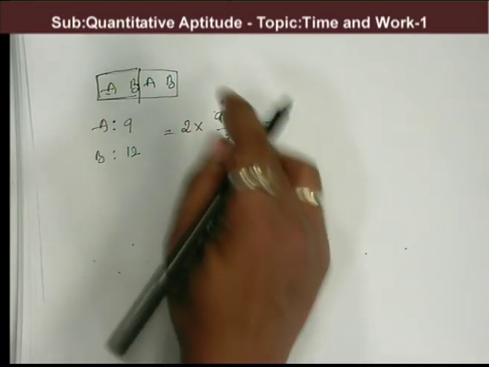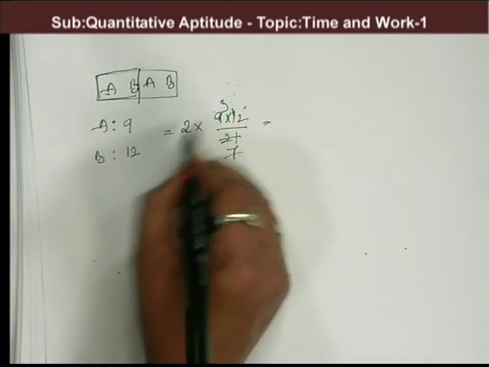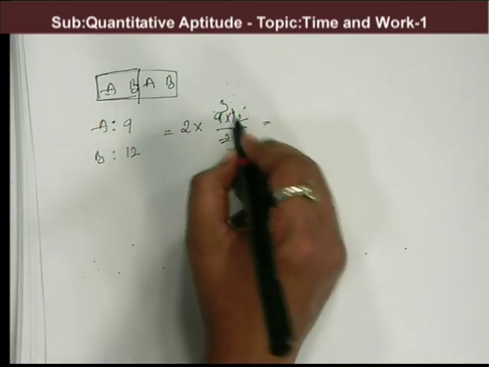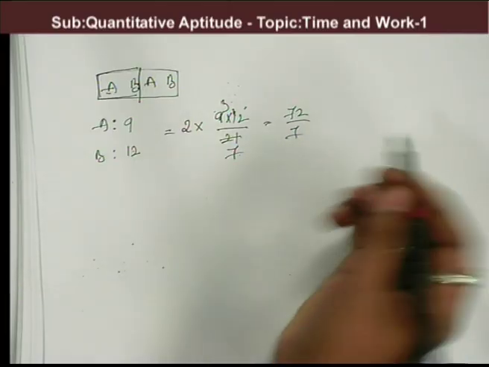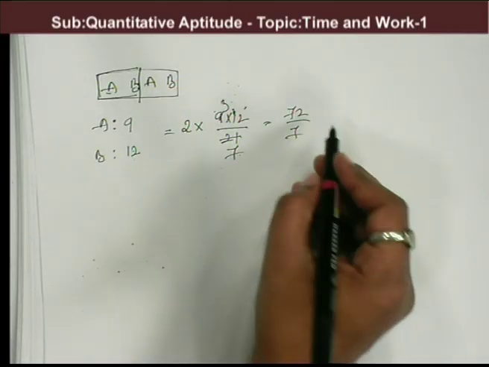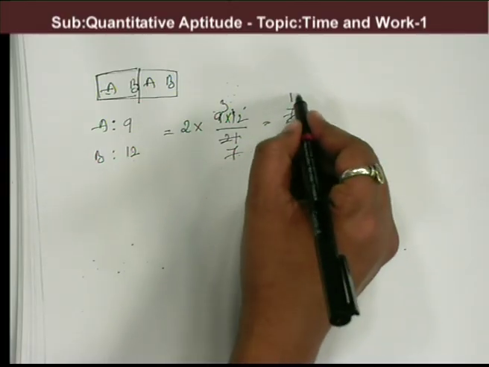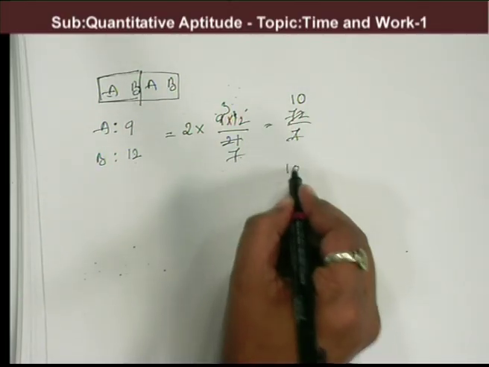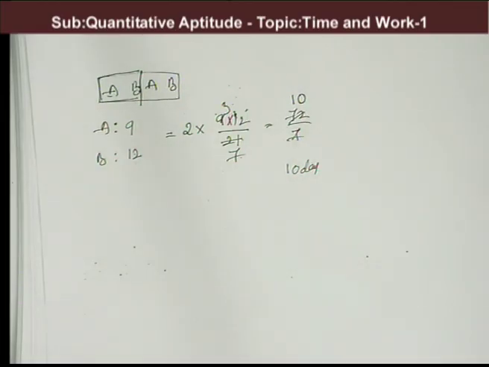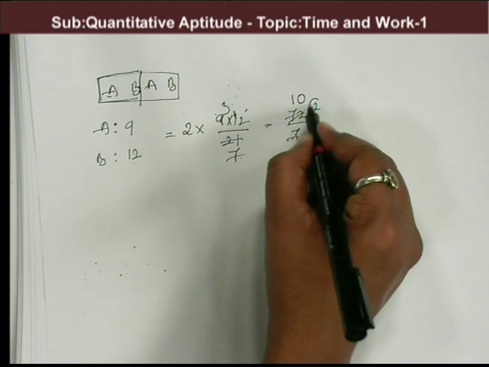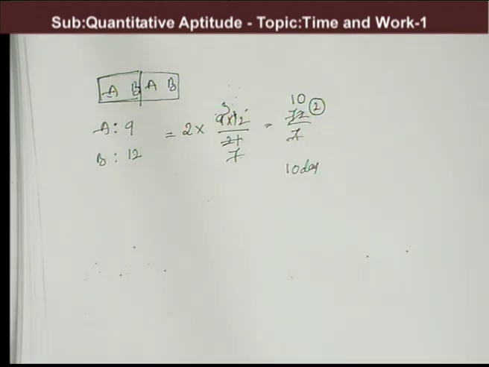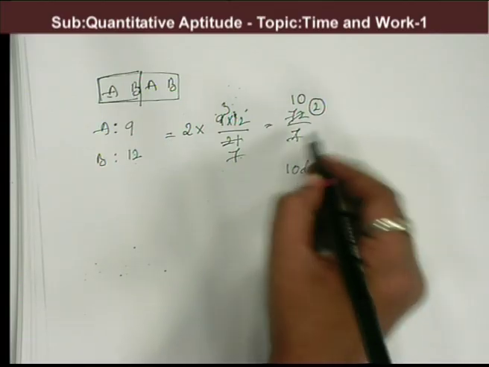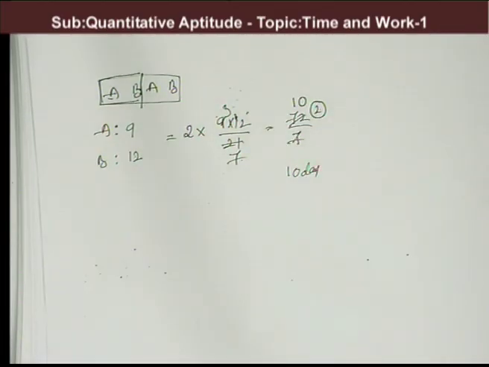So, it is not exactly divisible. 2 3s are 6, 12 6s are 72, so 72 by 7. In 72 by 7, how much work is completed? 7 10s are 70, so 10 days of work is completed, but we have 2 as the remainder. Out of the 7, 2 parts of work will remain. That is what the remainder means.